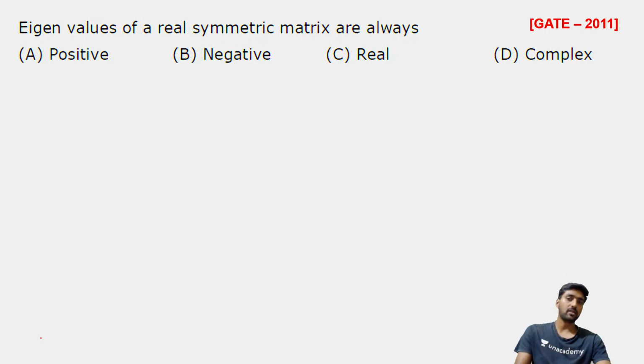Eigenvalues of the real symmetric matrix are always what? It's a GATE 2011 question. Always real. It's a repeated question in all departments. Eigenvalues of the real symmetric matrix are always real numbers. That is the concept. Okay. Next.